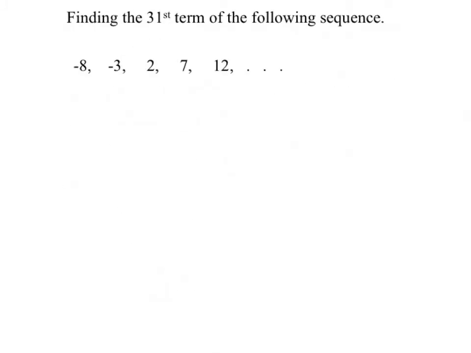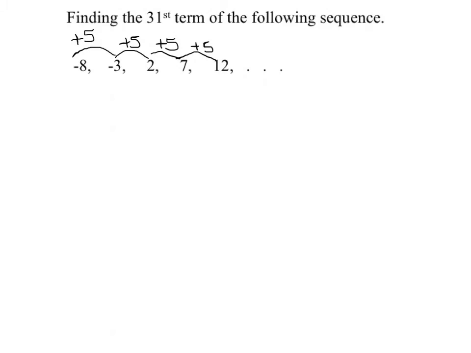Finding the 31st term in the following sequence, negative 8, negative 3, 2, 7, 12, and so on. We're going to go ahead and look at our sequence and find our pattern, what it took to get from negative 8 to negative 3, negative 3 to 2, 2 to 7, 7 to 12, and so on. In this case, we see that 5 was added. Negative 8 plus 5 is negative 3. Negative 3 plus 5 is 2. 2 plus 5 is 7. 7 plus 5 is 12.